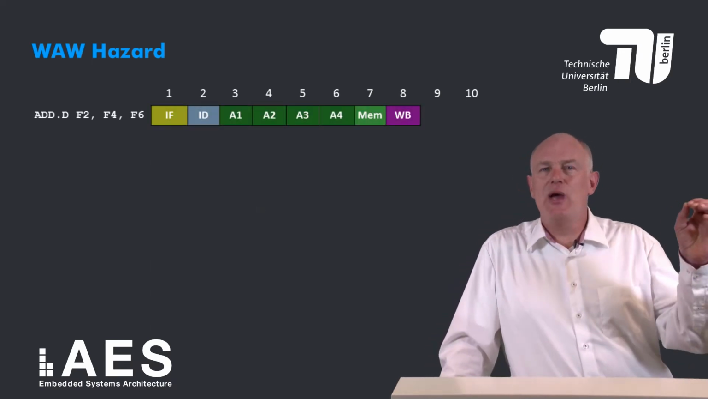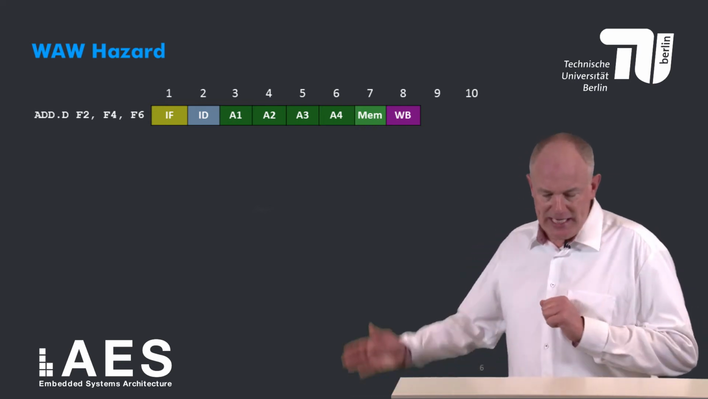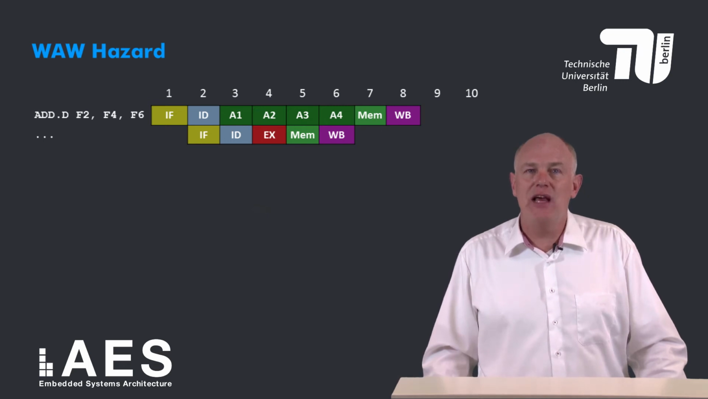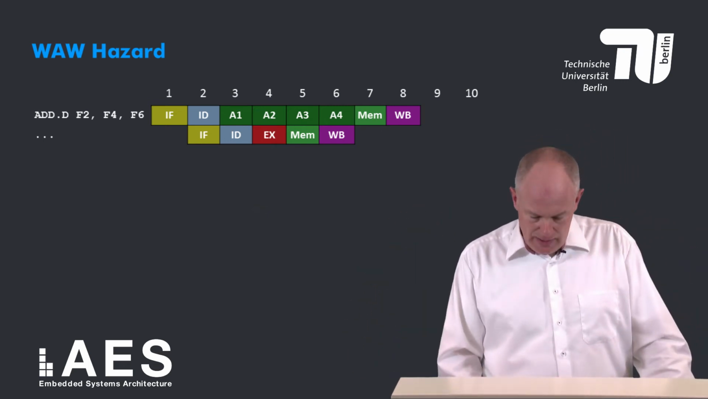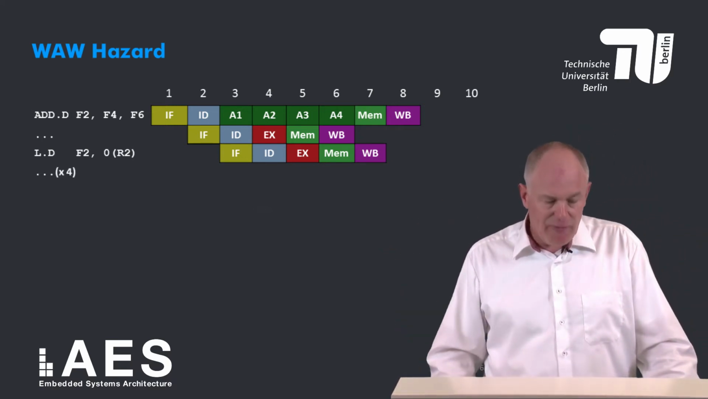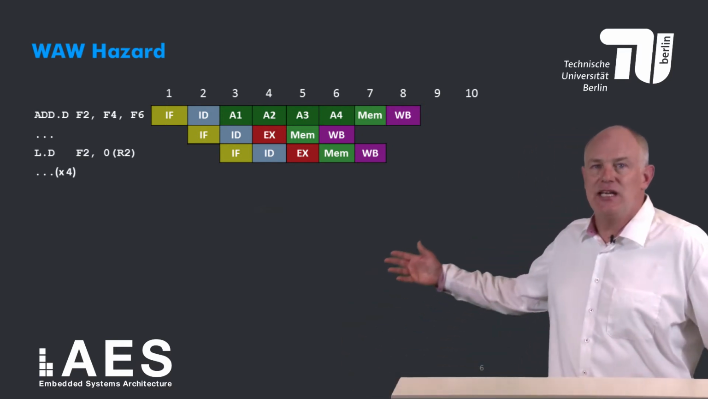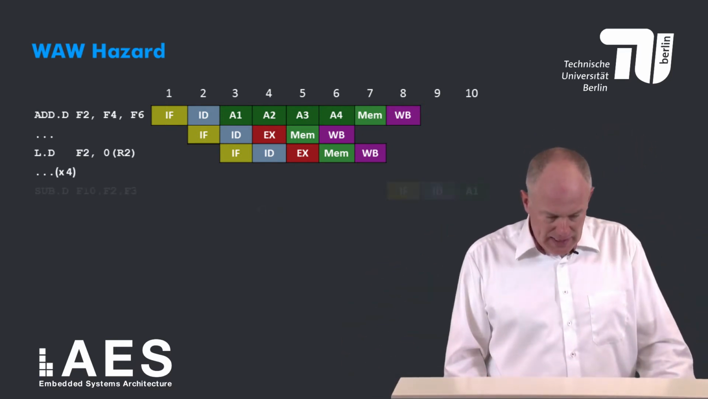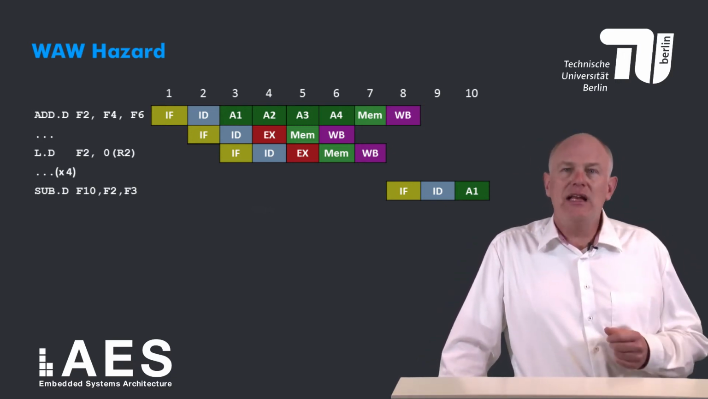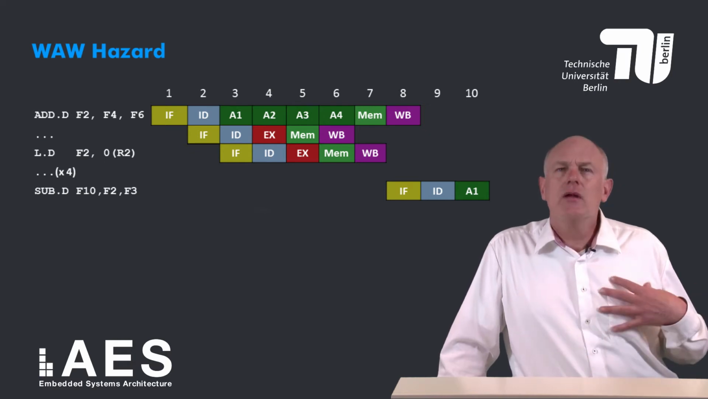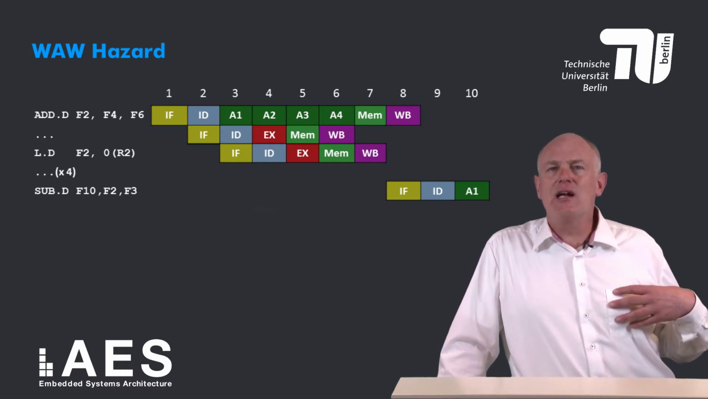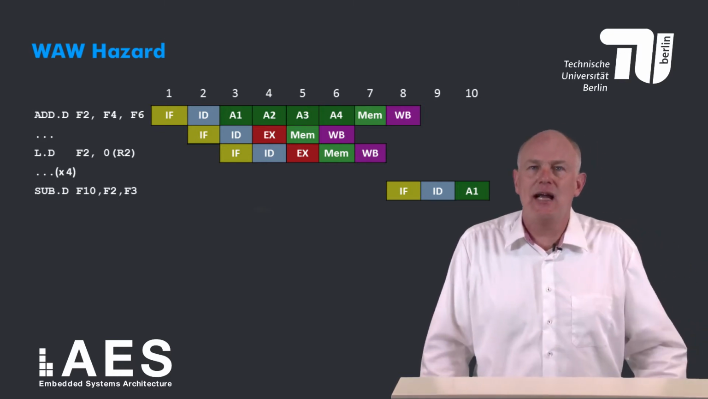In this example, first we have an add double instruction that is executed in cycles 1 to 8. Then we have an integer ALU instruction that is executed like this. Then we have a load that is executed in cycles 3 to 7. And then we have 4 arbitrary instructions that are fetched in cycles 4 to 7. And finally, we have a subtract double that is fetched in cycle 8, reads the register file in cycle 9, and starts its execution in cycle 10.